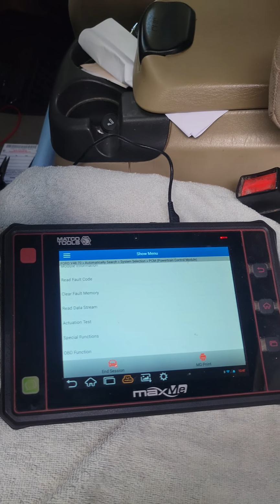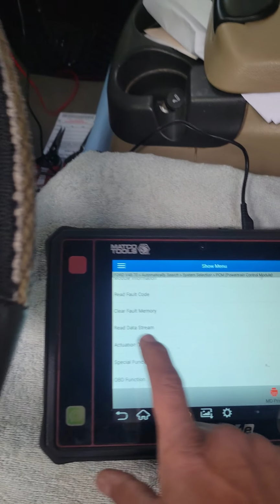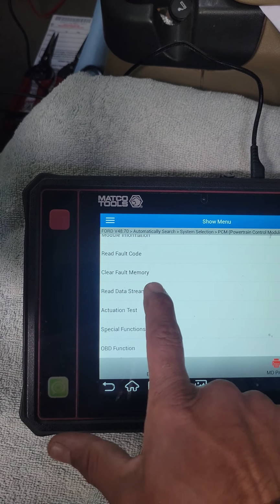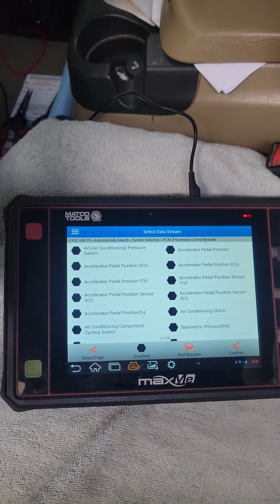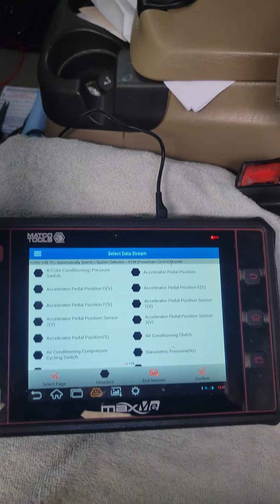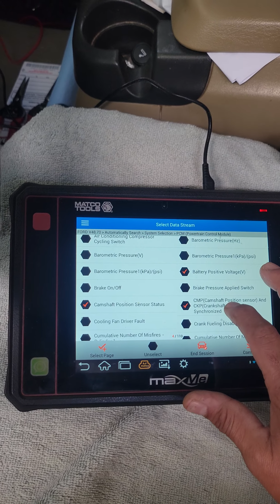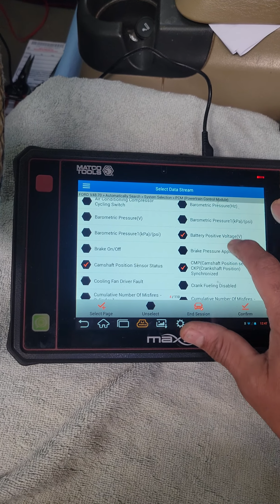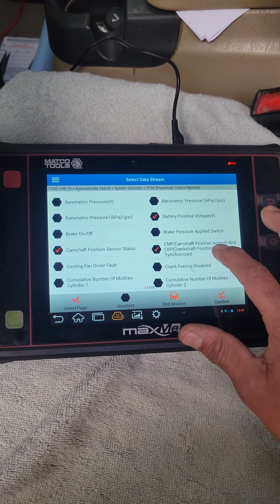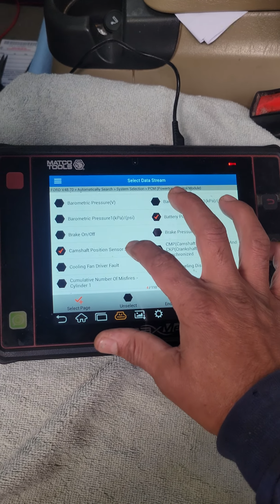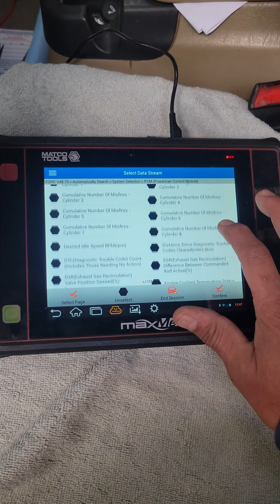Very next thing, guys, depending on the situation that's happening, the very next thing you need to access is data stream. You need to look at live data, guys. If you're having a hard start situation, you need to go ahead and access things like crankshaft positioning sensor, battery voltage, camshaft. That's actually cam and crank synchronization. This is camshaft positioning sensor status.